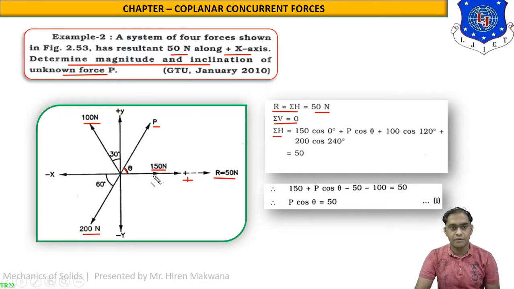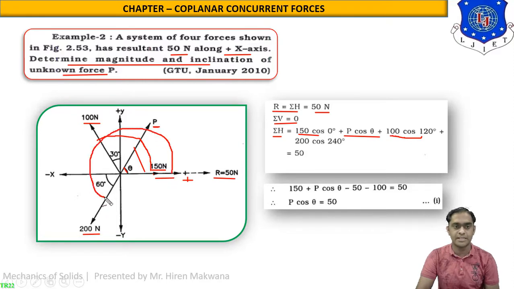There are 4 forces. Okay, let us start with the sigma h. The same method. First force is 150 starting from this axis. Angle will be 0. So it is 150 cos 0. The second force is P and the angle will be theta. So it is P cos theta. The third force is 100 Newton as you can see. But the angle will be this 30 plus 90, so 120, so 100 cos 120. This last force is 200 and the angle is 180 plus 60, 240. So 200 cos 240. So the answer will be 50. So this is sigma h. So sigma h will become 50 now.